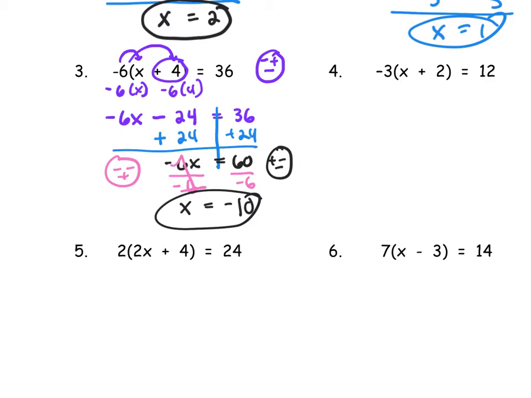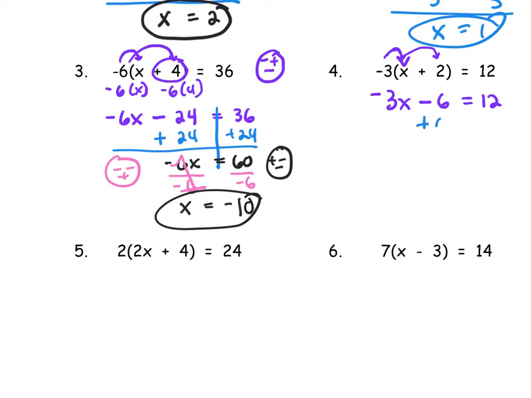What's the resulting equation after you distribute? So negative 3x, when we multiply negative 3 times x, and negative 3 times positive 2 is negative 6. So here's the resulting equation. What is our first solving step?